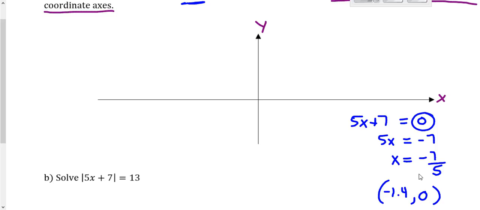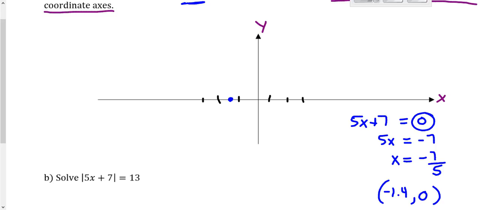I need to put some numbers on my graph. So here's negative 1, negative 2, negative 3. We have 1, 2, 3 that way. So we can go ahead and graph negative 1.4. Negative 1.4 is a little bit less than half. It's not going to be exact, but we're going to do our best.